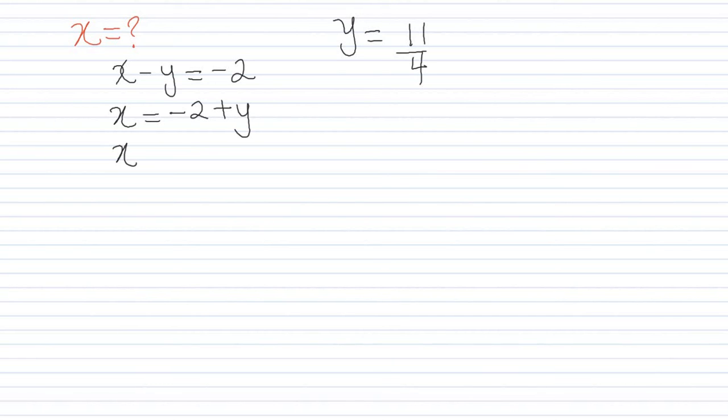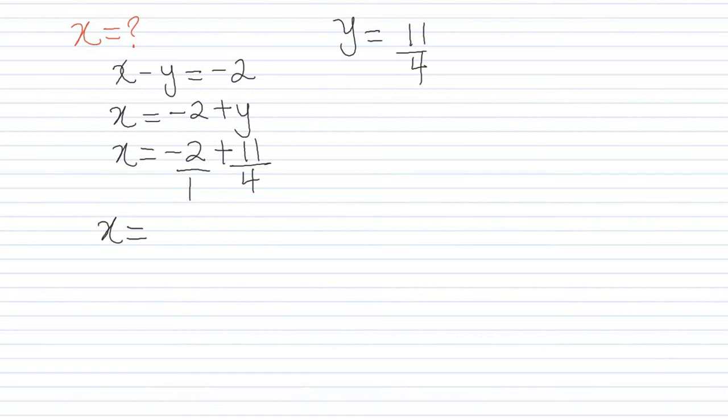So the value of y, we know that to be 11 over 4. So we can use x minus y equals -2, the simpler of the two equations. So we have x equals -2 plus y. So x equals -2 plus 11 over 4. And when you go ahead and do this, we're going to just add it like you would add fractions. So -2 is the same thing as -2 over 1.